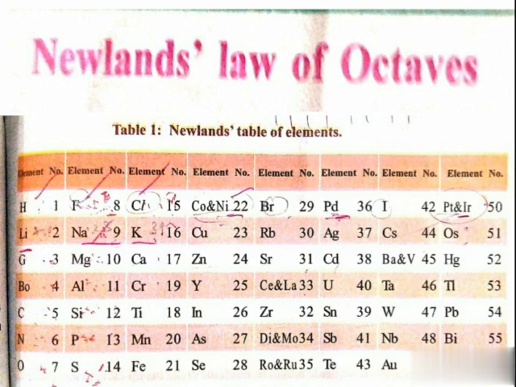Newland's periodic table was restricted to only 56 elements, and he did not leave any empty room for new elements. Elements that were discovered later could not be fitted into Newland's table in accordance with their properties. Here the table was restricted to 56 elements only, and he did not leave any room for elements to be discovered in the future.